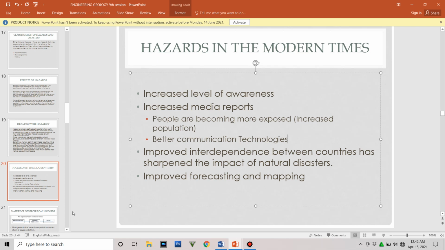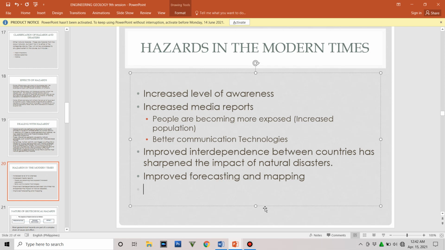Yun, kinakabahan yung mga countries that are dependent to them. Okay? So that is the improved interdependence between countries. And then we also have the improved forecasting and mapping.